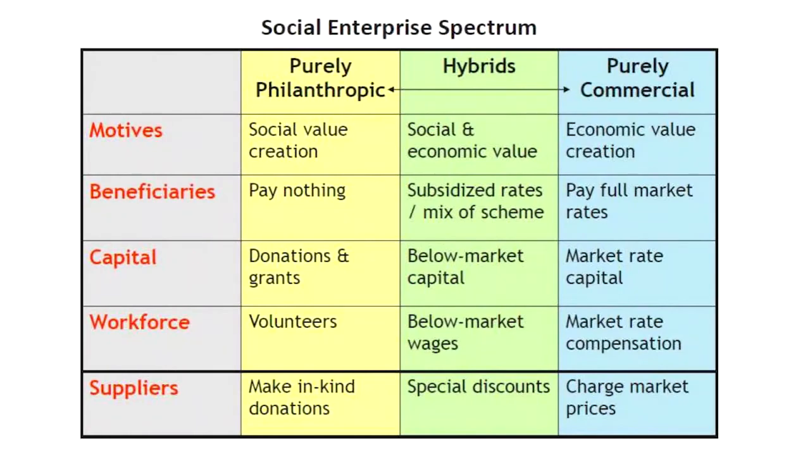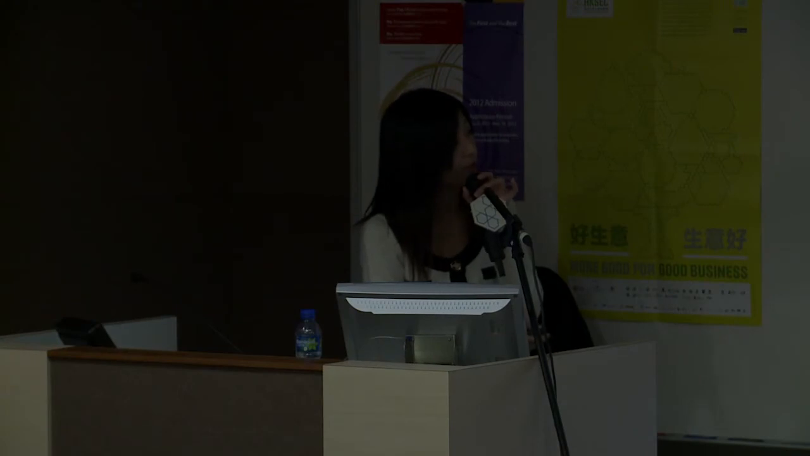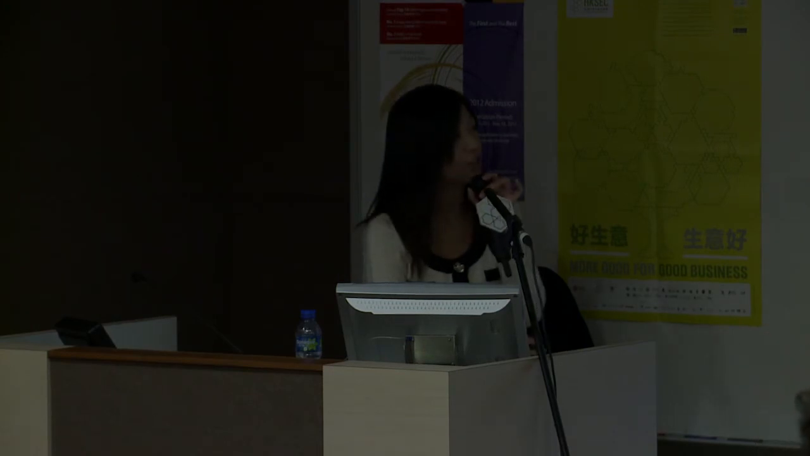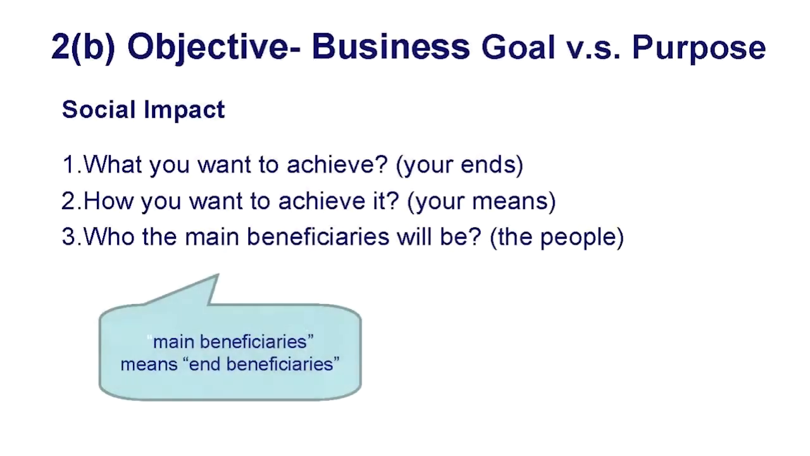So, motives. Is it social value creation, social economic value creation? It shouldn't be purely economical, honestly speaking, right? So only these two, okay? Basically, what you're looking for is where does the money come from? Can you generate income and run, but at the same time, can you give back to society, okay? So what you want to achieve. What do you want to achieve? What is the social impact? Your ends, okay?